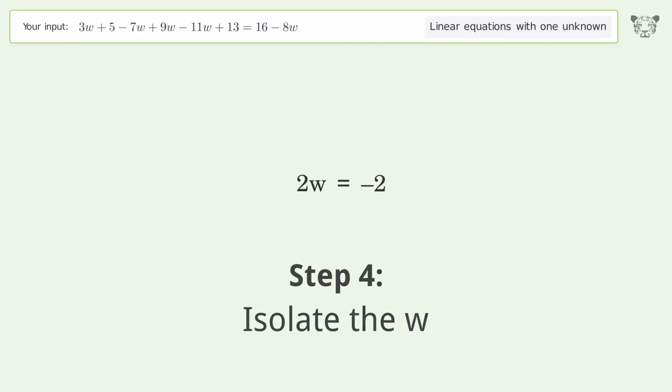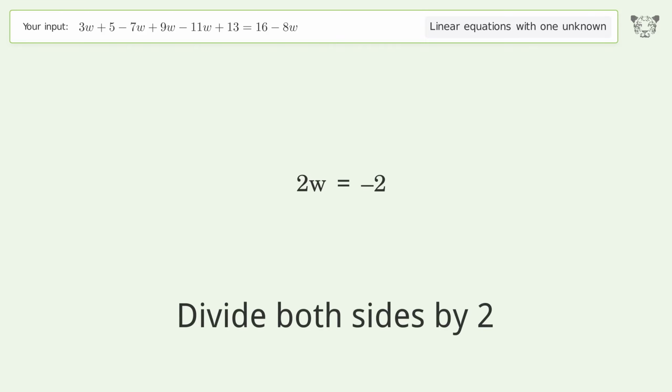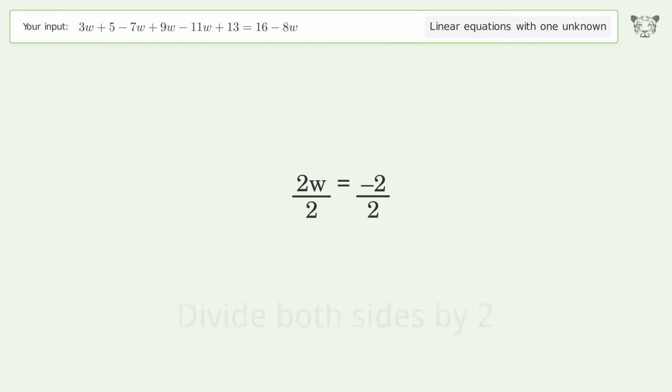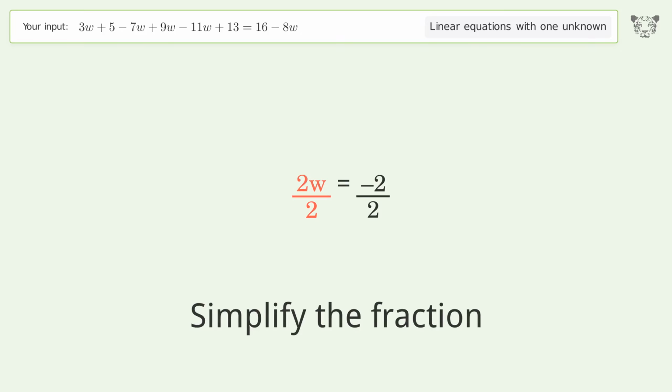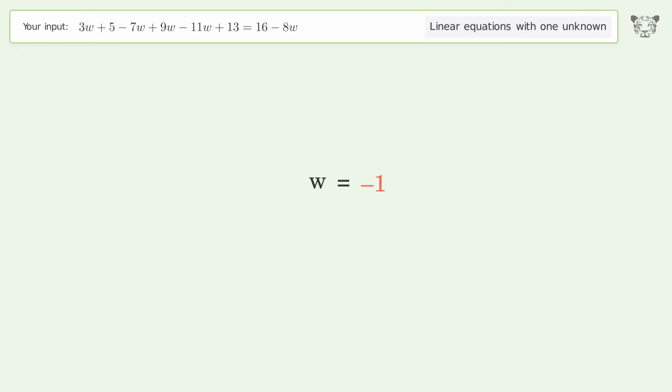Isolate the w. Divide both sides by 2. Simplify the fraction. And so the final result is w equals -1.